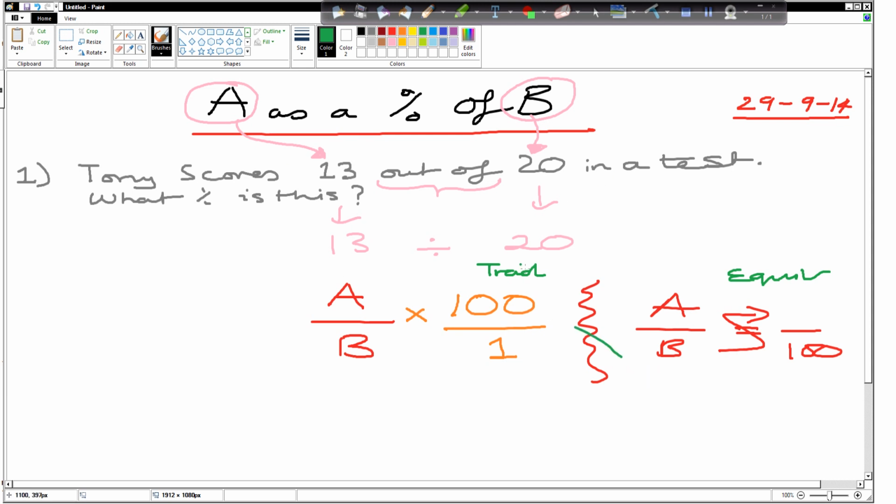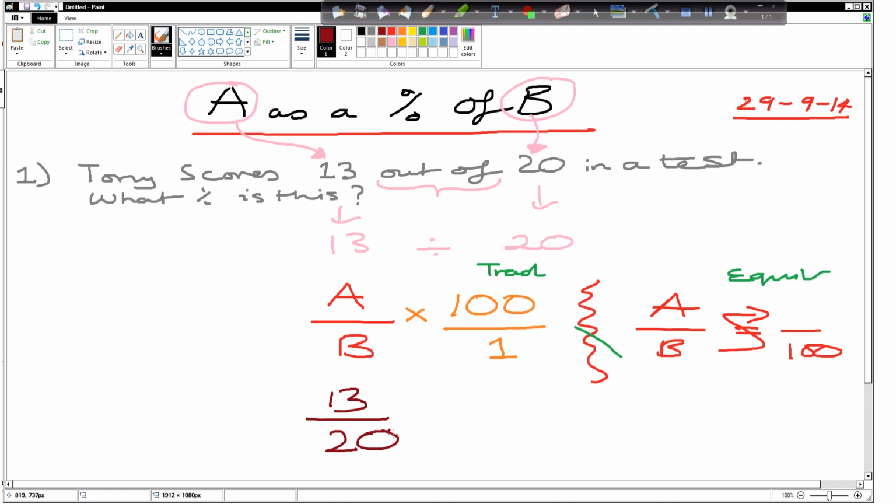So Tony scores 13 out of 20 in a test. What percentage is this? So the 13 goes on top. Where we see the A, we put the 13. Where we see the B, we put the 20. So the first number, 13, goes on top, the second number, 20, goes on the bottom.